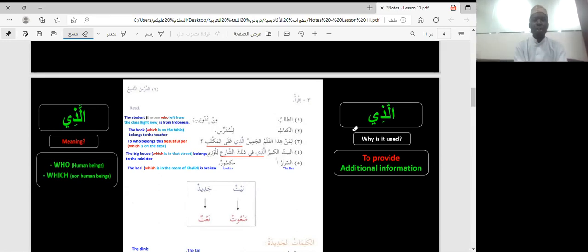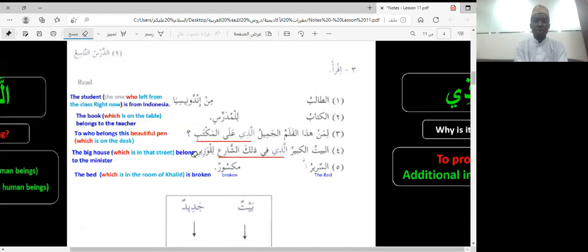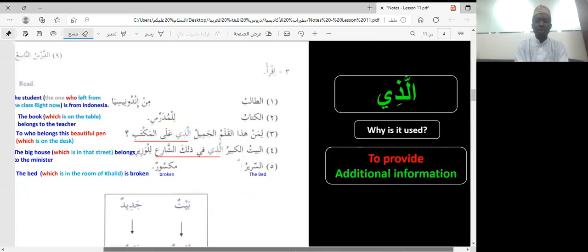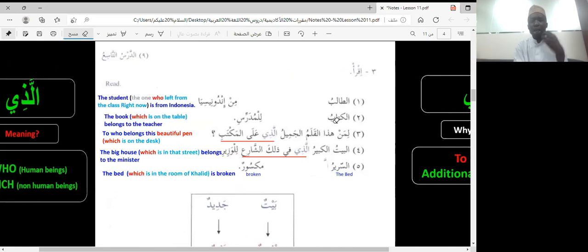For example, let us take this ad-darsu tasi' from your book. Iqra, read. We have ad-darsu tasi'. At-talibu, the student, min Indonesia. The student is from Indonesia. But there is something here which is being omitted, so we are going to see it. الطالب الذي خرج من الفصل الآن. الطالب الذي خرج من الفصل الآن.